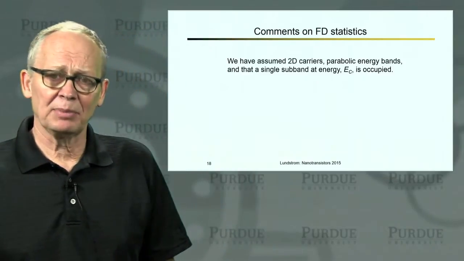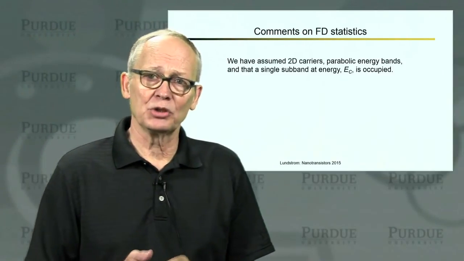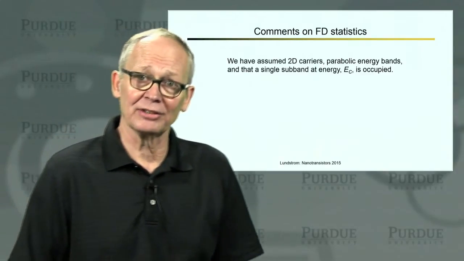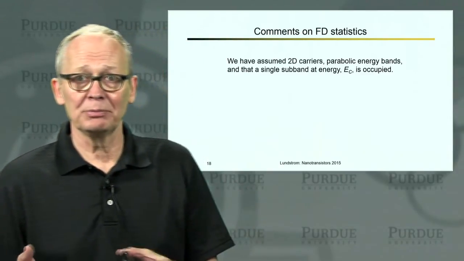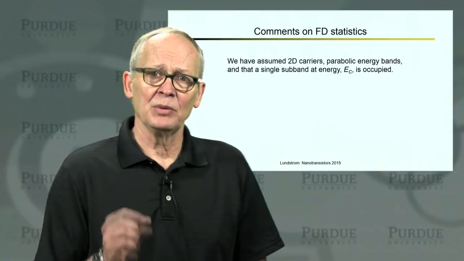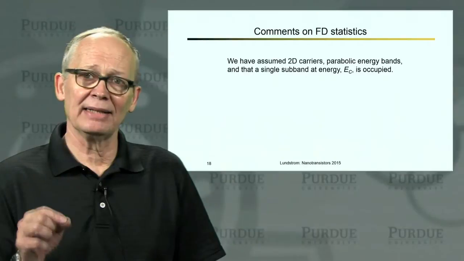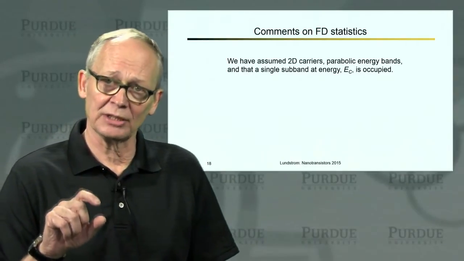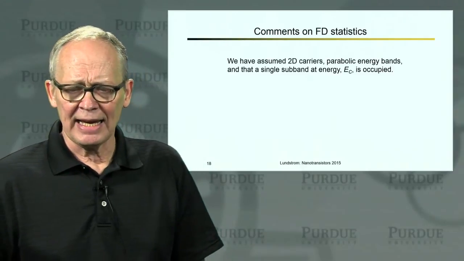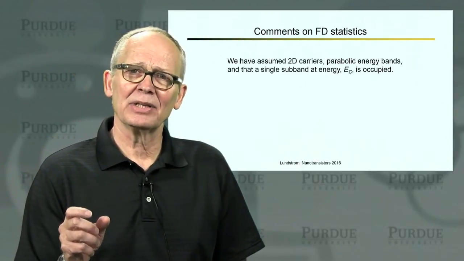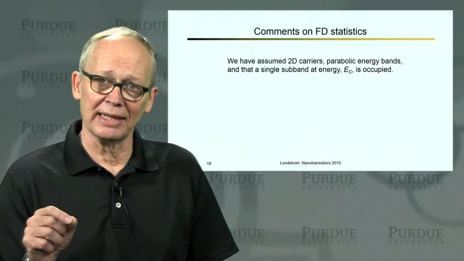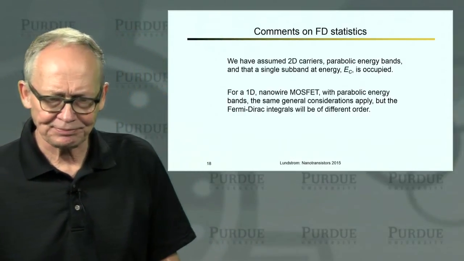Now, I just want to make a couple of comments. We've assumed two-dimensional carriers flowing in the XY plane, so we use two-dimensional densities of states. We've assumed parabolic energy bands to compute that two-dimensional density of states. We've assumed that a single subband is occupied due to quantum confinement in this extremely thin layer that we're dealing with. And when I say EC, what I'm really meaning is it's the bottom of the first subband. That's what I mean by EC.